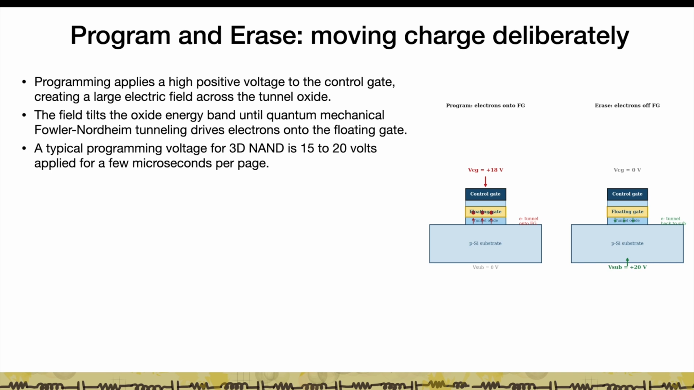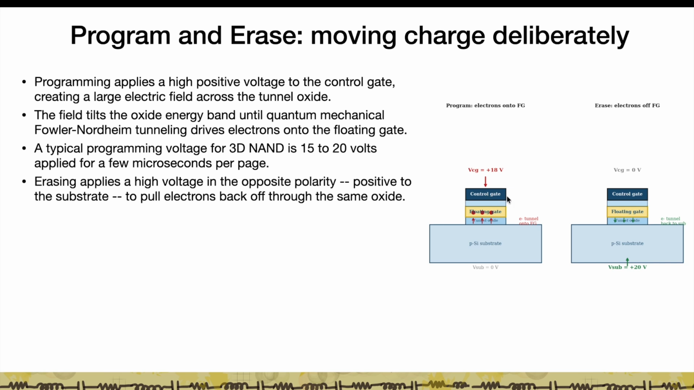The left panel shows the program operation. A high positive voltage, typically 15 to 20 volts on 3D NAND, is applied to the control gate while the substrate is held at zero. That large positive voltage creates a strong electric field along the tunnel oxide pointing upwards from the channel. Electrons in the channel tunnel upward through the oxide onto the floating gate. The red arrows show the tunneling direction, and the dots on the floating gate represent the accumulated negative charge.